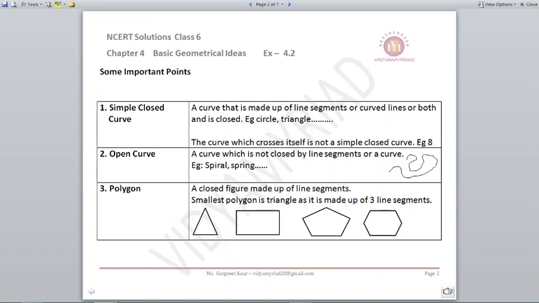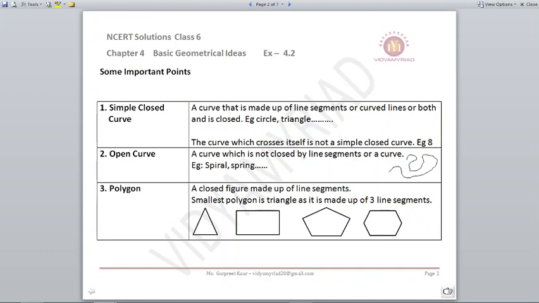Next comes the polygon. Now a polygon is always a closed figure which is made up of line segments only. If I say one line, a polygon cannot be made. If I say two lines, it will remain open. It cannot be closed if I join two lines. For joining the shape, I need a minimum of 3 line segments, that is a triangle. So the bare minimum requirement of a polygon is a triangle, and above that there can be n number of line segments and we can draw the shape from it.